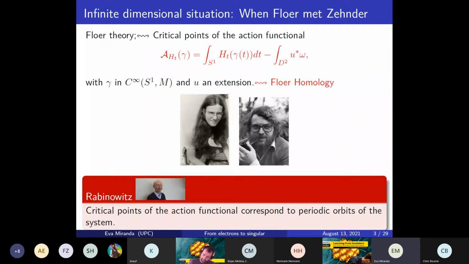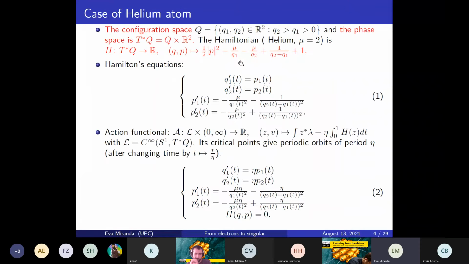Now here, you have critical points of something that is not a function, it's a functional, and you have identified them with periodic orbits of your system. Okay, so that's the condition. All you have to do is to consider this action functional when you have something that is called a Hamiltonian, and here you have an extension of omega, which is what is called your symplectic form. I will define it in 2 minutes. And then you look for the critical points, and then you have periodic orbits. Then Urs Frauenfelder does this in his paper, and this is the case of the helium atom, and he writes down some equations, and essentially he fights with these equations.